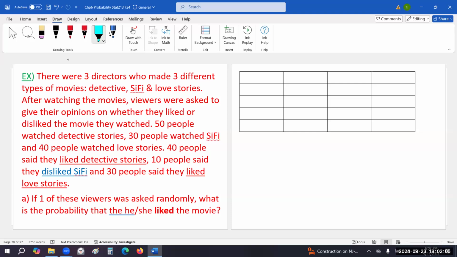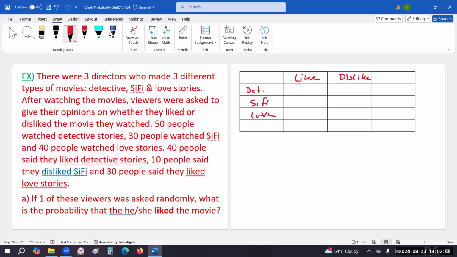So many combinations, right? When you have a combination of everything, make a chart, whatever is easier for you. For me, just like the previous one, I like to have like and dislike, whether they liked it or disliked it. And then we have 3 types of movies: detective, sci-fi, and love. So 2 columns, 3 rows. If you want, you can put 2 rows, 3 columns.